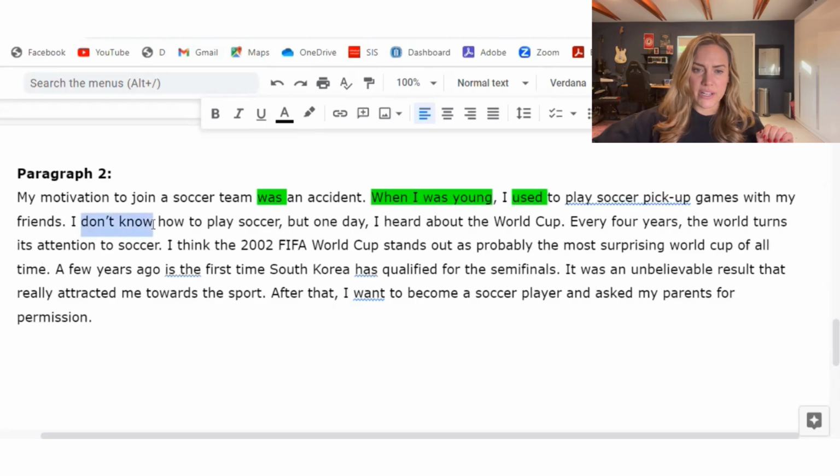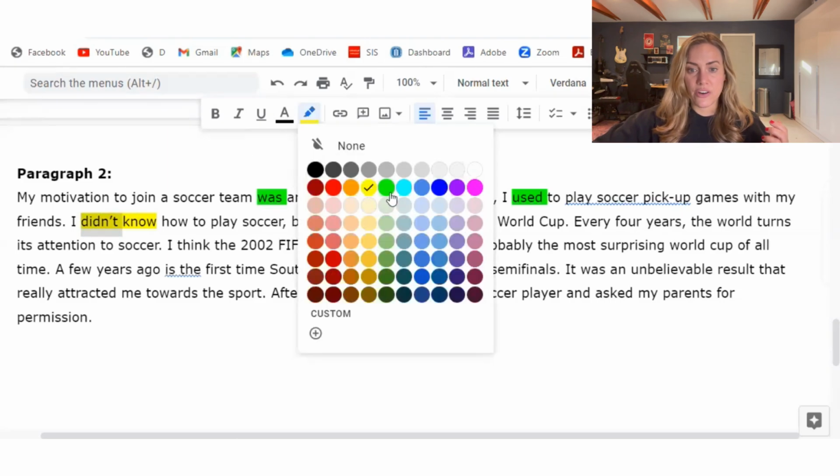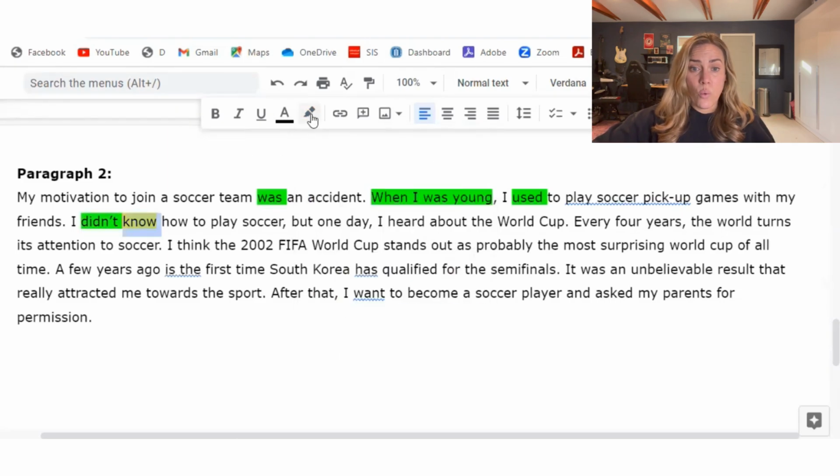I don't know how to play soccer. Okay, now it's moving to the present. See what's happening? I don't know how to play soccer. It shouldn't be present. It should be, I didn't know. I didn't know, and it should be green. Why should it be past? Because there has been no word here that has shown the reader that there is a reason to change the time frame. If there's no word to change the time frame, it needs to stay in the past.